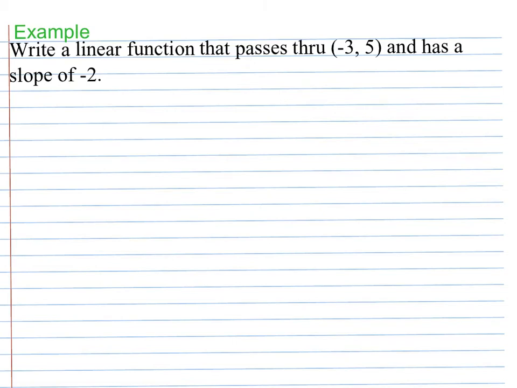Write a linear function that passes through the given point and has this slope. So that means this is my m, aka my change of y over my change of x. This is my x1 and y1. I'm going to use, again, the point-slope formula, which is y minus y1 is equal to m times x minus x1.